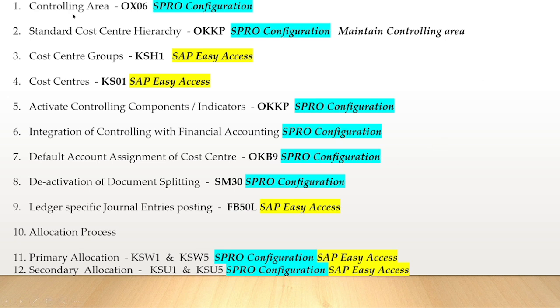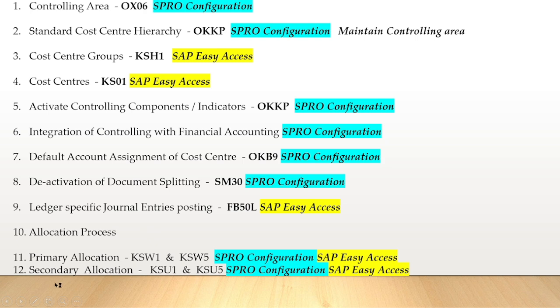For this business process, these are the different steps which we need to follow. First, create controlling area, OX06. Standard cost center hierarchy creation, OKKP. Cost center groups creation, KSH1. Cost centers creation, KS01. Then the fifth one, activate controlling components or controlling indicators, OKKP. Then the sixth one, integration of controlling with financial accounting. Seventh one, default account assignment of cost center, OKB9. Deactivation of document splitting, SM30, and we need to use that table. Ledger specific journal entries posting in FB50L.